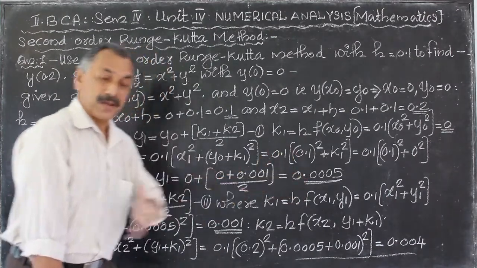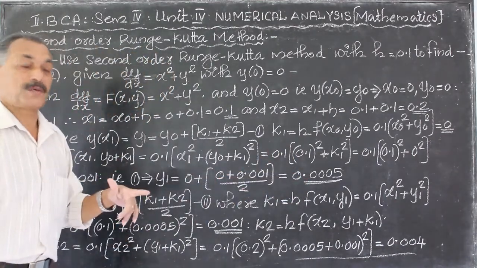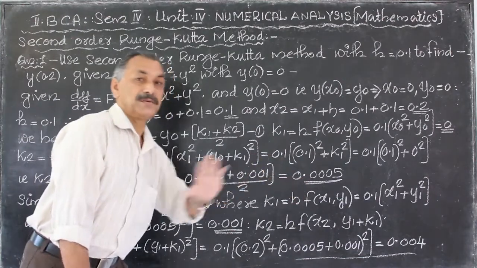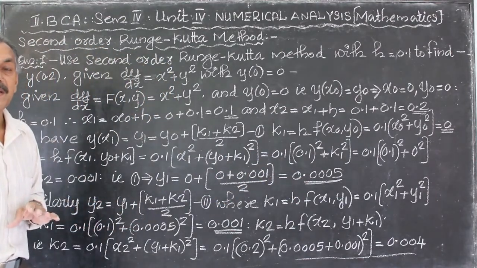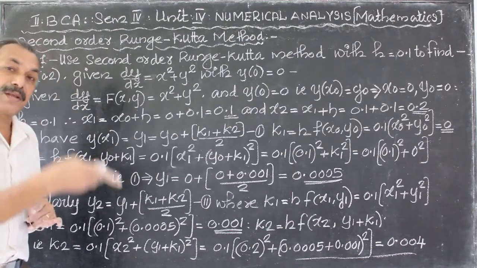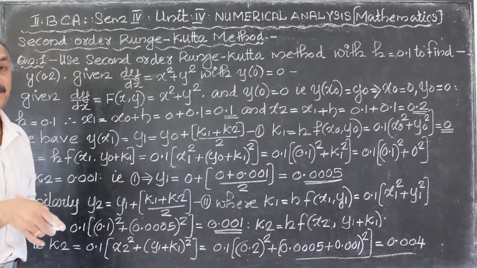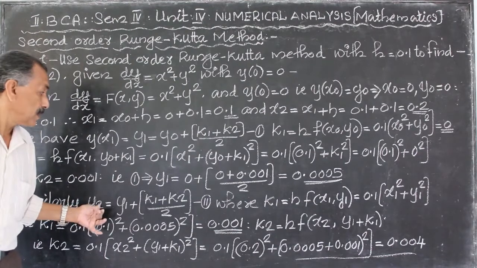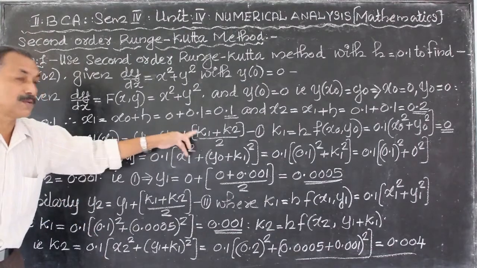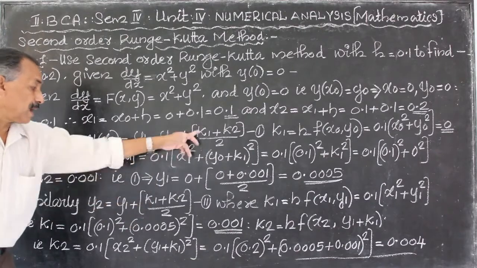That is y of x1, or y of 0.1, y1 is equal to this. Now we have y1, the solution at the point x1. What should we do next? The solution at the point x2, y of x2, that is y2. Similarly, y2 is equal to y1 plus (k1 plus k2) by 2, just like y1 is equal to y0 plus (k1 plus k2) by 2.